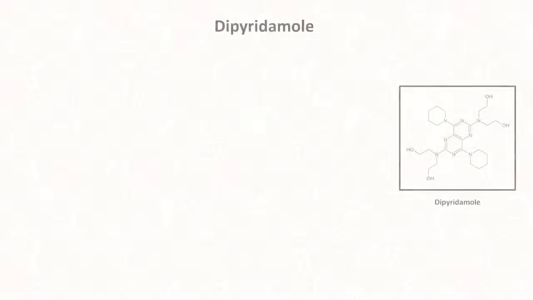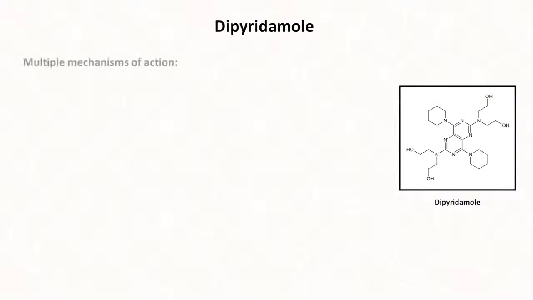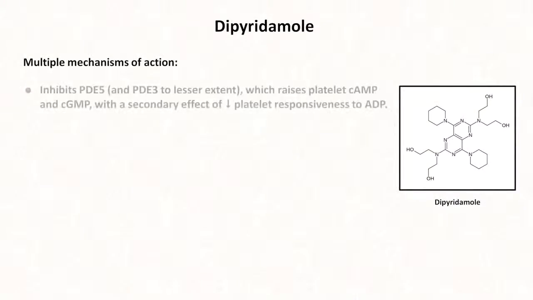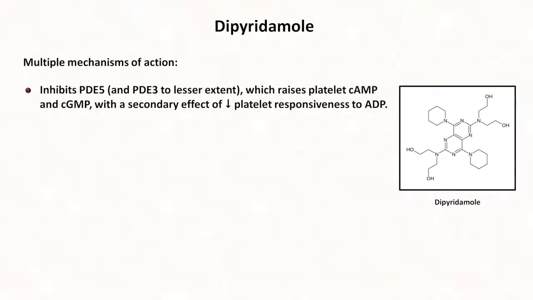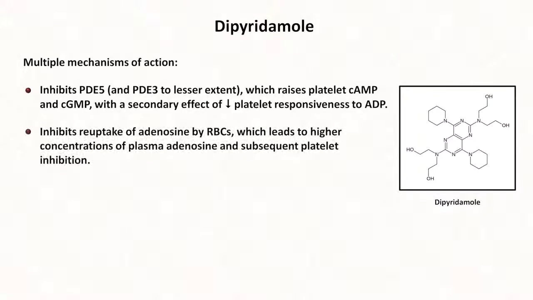The next drug to discuss is dipyridamole. It has multiple mechanisms of action. First, as a phosphodiesterase inhibitor, it inhibits PDE5 and to a lesser extent PDE3. This raises platelet cAMP and cGMP with a secondary effect of decreasing platelet responsiveness to ADP. It also inhibits the reuptake of adenosine by red blood cells, which leads to higher concentrations of plasma adenosine and subsequent platelet inhibition.